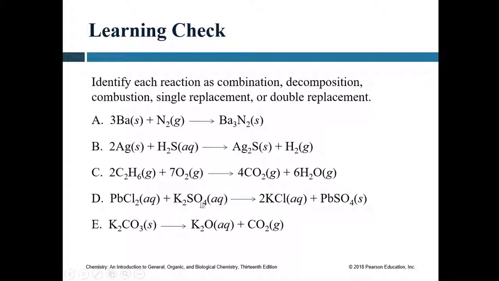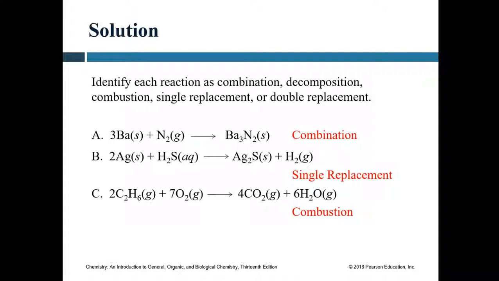Here we have a compound, and notice that the metals switch places. So our potassium is going to hook up with our chloride, and our lead hooks up with the sulfate. So that is a double replacement. Notice here we have one item and it breaks down into two or more items, so that is a decomposition. So as you look at this, this is exactly what we just mentioned.